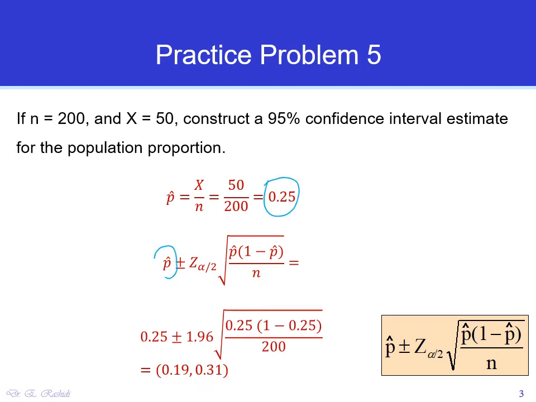Then we plug it in this formula. Z of alpha over 2 for 95% is again 1.96. And we compute also the standard error, and that would give us the confidence interval, which is this interval right here. So we would say that we don't know what P is, but we are 95% confident that it's a value between 0.19 and 0.31.